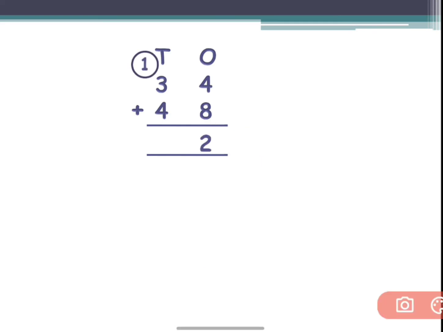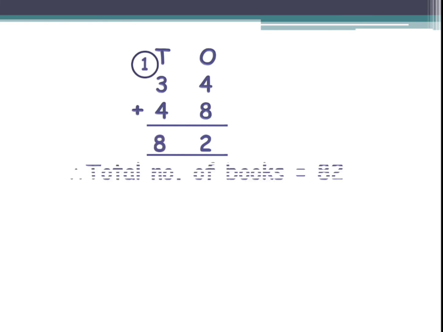Now you have 1 plus 3. 1 in your mind, 3 on your fingers. After 1: 2, 3, 4. 1 plus 3 becomes 4. Now 4 plus 4 becomes 8. 4 in your mind, 4 on your fingers. After 4: 5, 6, 7, 8. So you will write 8. So the total number of books they have is equal to 82.